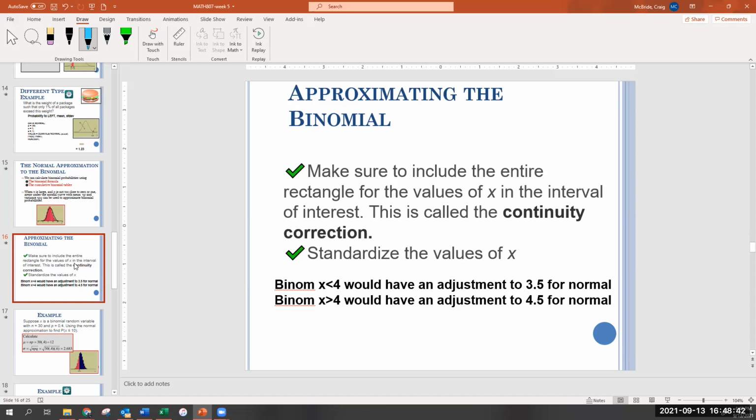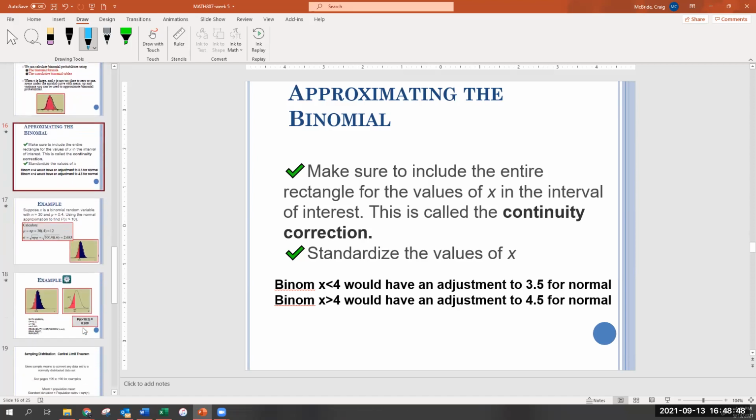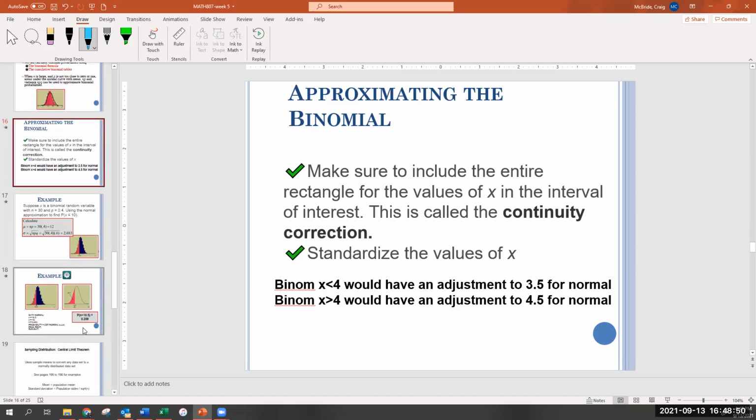But just know that in real life, you would never, ever, ever do this, because you would just get the precise answer out of the binomial. The other thing to think about when you are doing these approximations is that you have to do this continuity correction. It's the idea that you're fitting a continuous distribution to a discrete one.